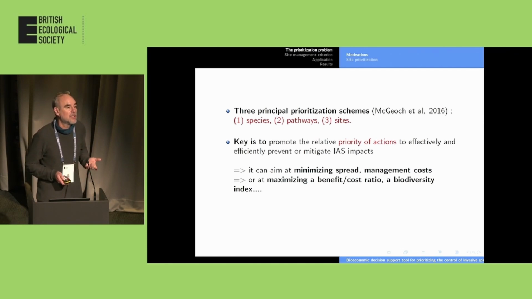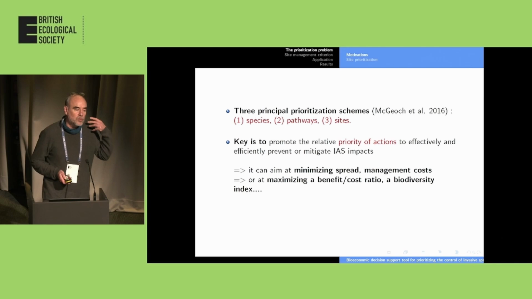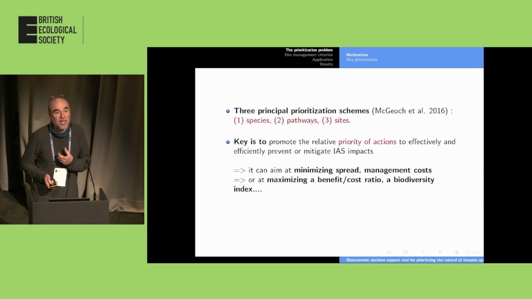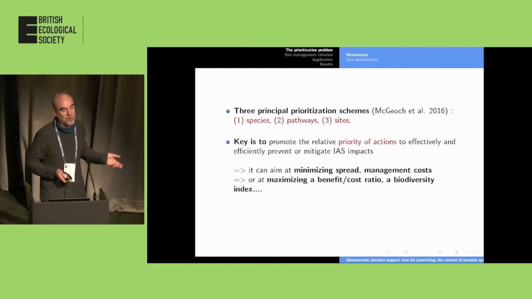But obviously, if you think about building a tool, prioritization can be aimed at many different things. It can maximize biodiversity values. It can maximize ecosystem services. It could minimize cost, could minimize spread. In fact, you can make many different tools.